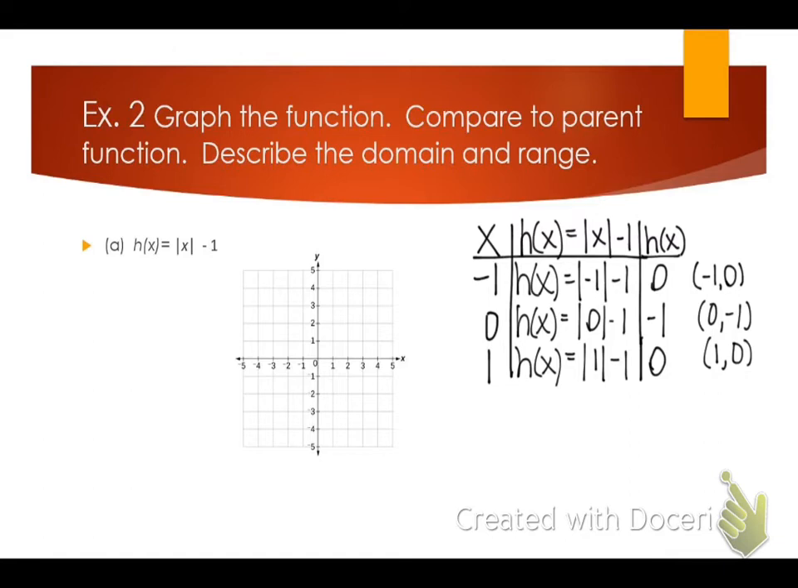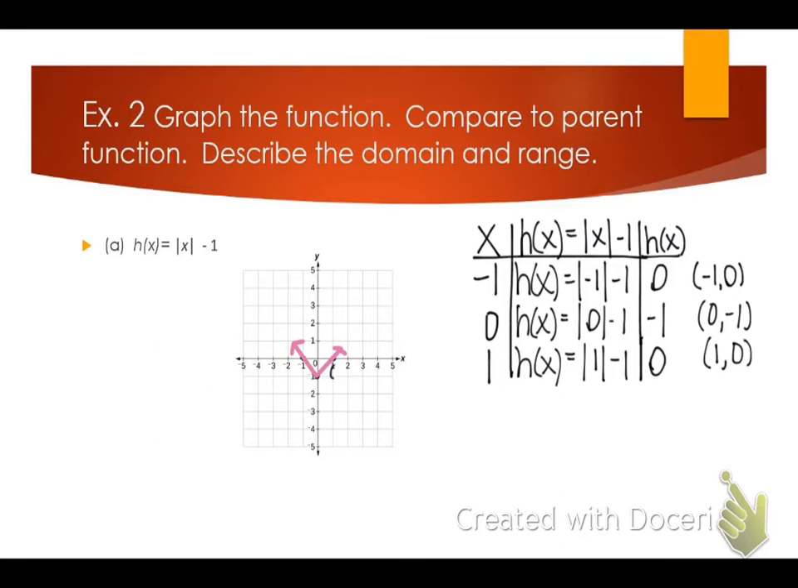Now, some of you may have found different points. Again, there's a lot of different points that will work. But (-1, 0), (0, -1), and (1, 0) are definite points on this graph. So I would go and graph them. So again, I see my vertex. I make sure that both sides stop at that vertex, draw a line through the points, and add my arrows to the end.